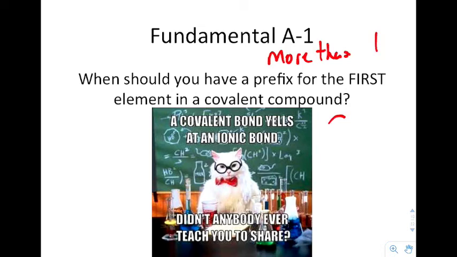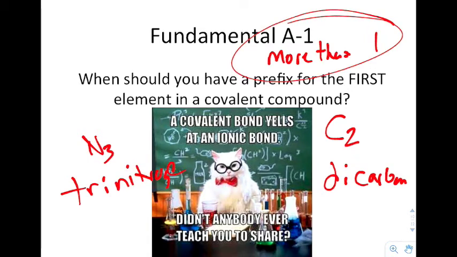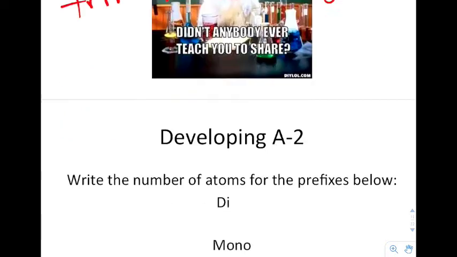So for example, like C2, I would put dicarbon. If you have something like N3, it would be trinitrogen. The only time that happens is if there's more than one of the first element. You cannot have it if there's just one. You do not put monocarbon for the first one.